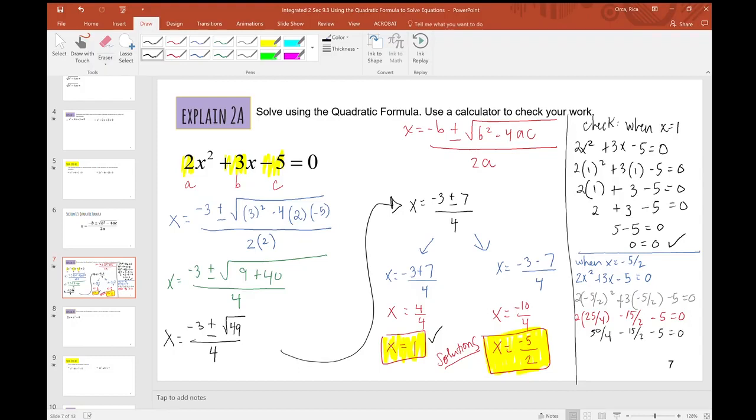So class, I'll go ahead and reduce 50 over 4 so that we have a denominator of 2. 50 over 4 is 25 halves minus 15 halves minus 5 equals 0. Now we have 25 halves minus 15 halves, which is 10 over 2 minus 5, and it's supposed to equal 0. So 10 over 2 is 5. 5 minus 5 equals 0. And 5 minus 5 is 0. So 0 equals 0, which means that negative 5 halves is a solution.